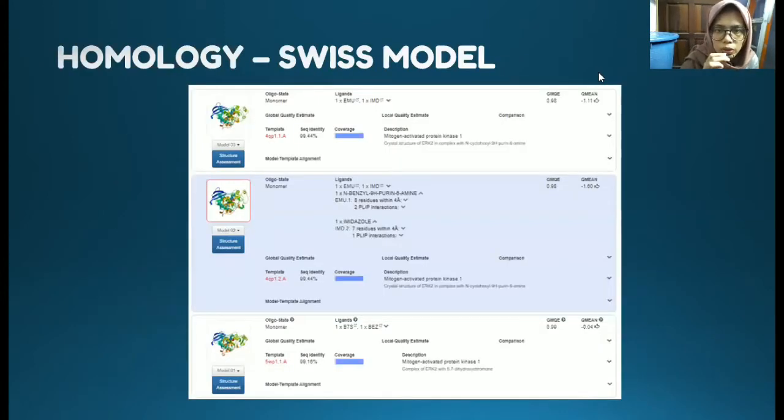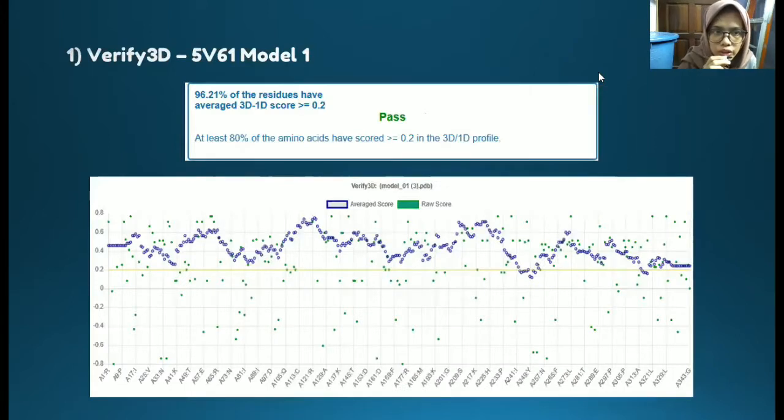Okay, for the homology, we use Swiss model software, and the image here shows the result of the top three models obtained from the Swiss model. After obtaining these top three models, we validate them using the three softwares, which are Verify3D, ERRAT plot, and MolProbity. The first software is Verify3D, and for the 5V61 model 1, the status shows pass, which is 69.21% of the residues have average 3D-1D score that is more than or equal to 0.2. Okay, at least 80% of the amino acids should have this score. Okay, this result tells us that the model is very good and excellent.